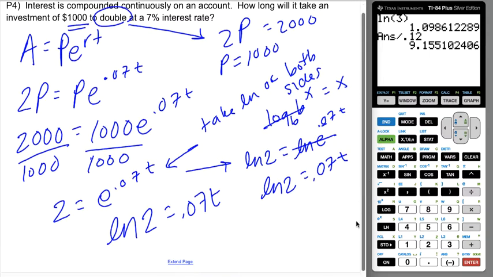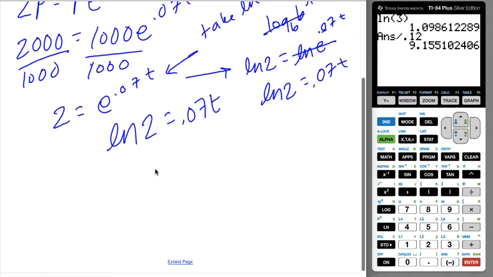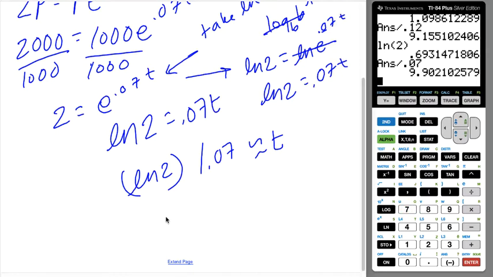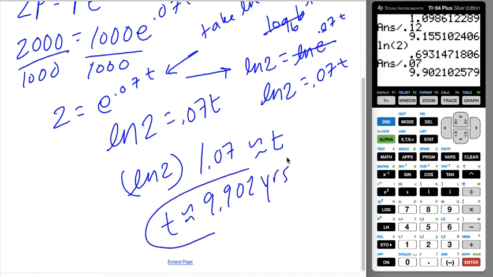Either way you choose to think about it, I'm going to then type in natural log of 2 and divide it by 0.07 to get my t value. So natural log of 2 divided by 0.07, I get that it's going to take 9.902 years to double. Okay?